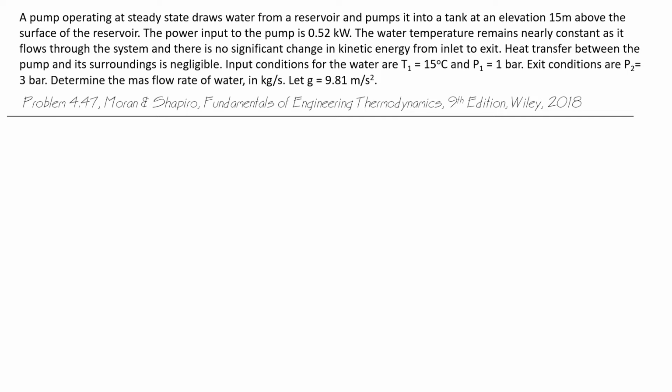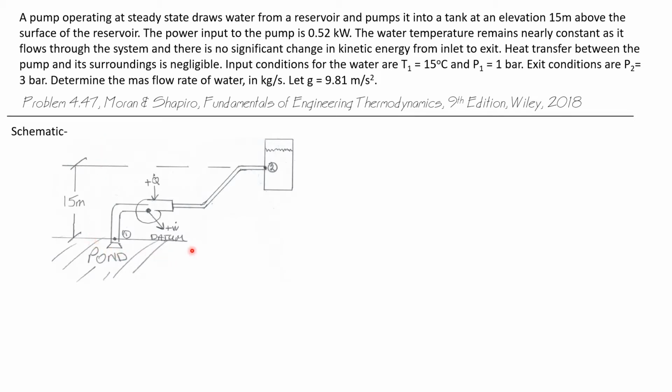Input conditions for the water are T1 is 15 degrees C, P1 equals 1 bar. Exit conditions are P2 equal 3 bar. Determine the mass flow rate of water in kilograms per second. Let the acceleration of gravity equal 9.81 meters per second squared.